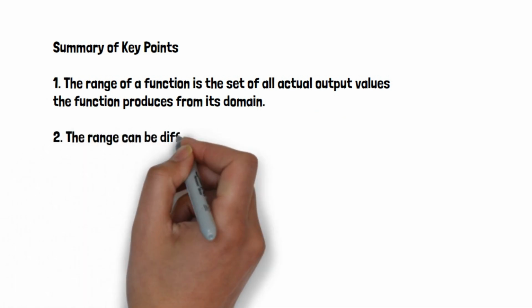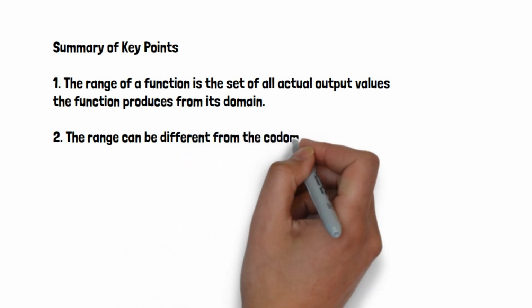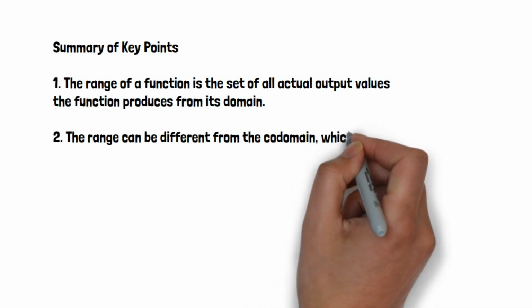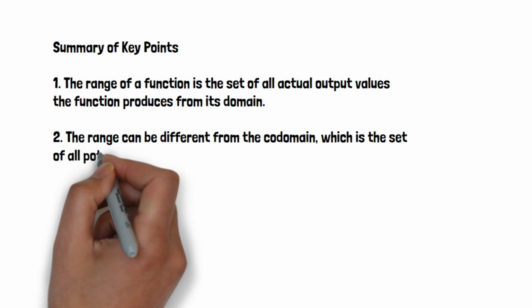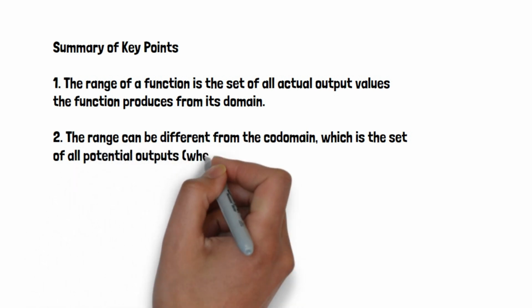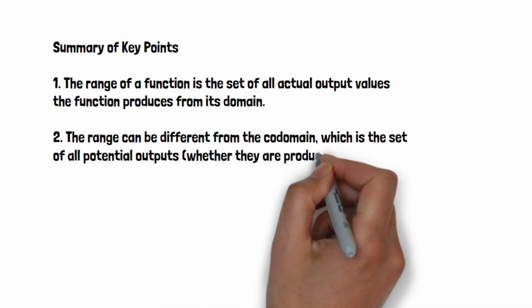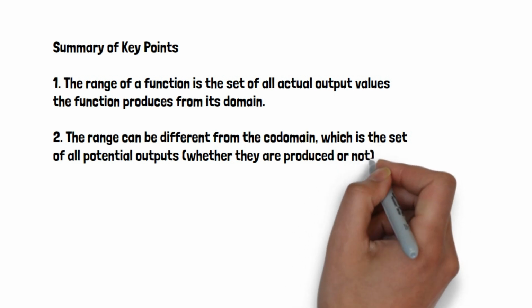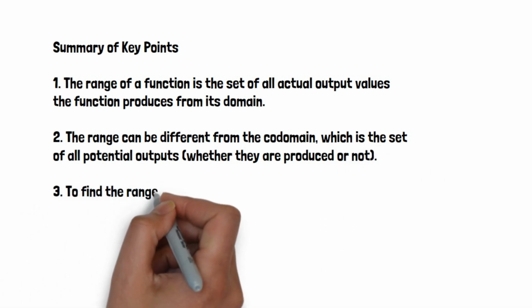The second one is that the range can be different from the codomain. Codomain is a totally different concept. I'm going to discuss this topic in the next video. There's a slight difference between these two concepts, so we will discuss it in the next video. The codomain is the set of all potential outputs whether they are produced or not. But the range is the set of all actual outputs.